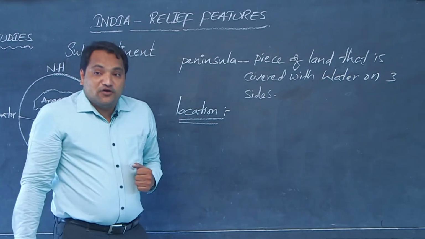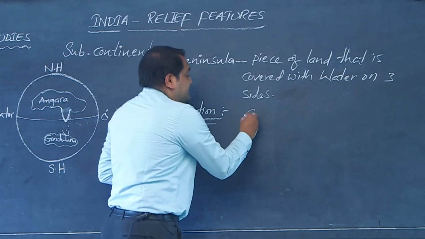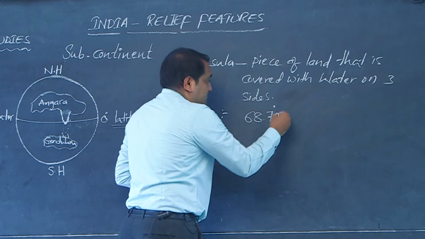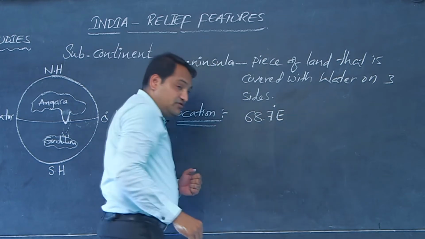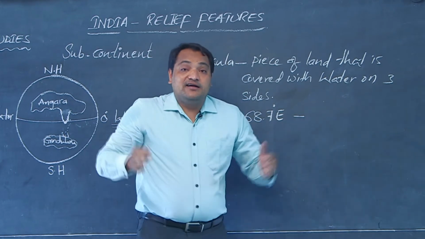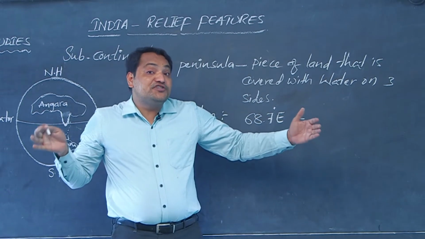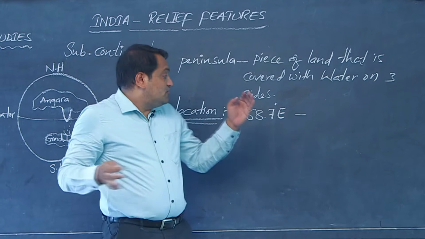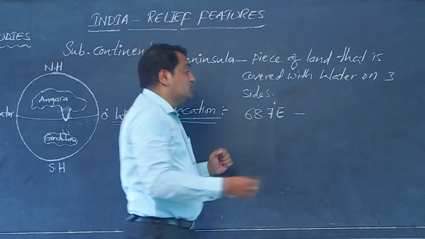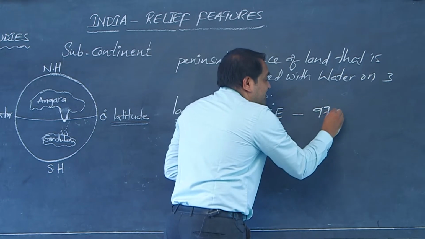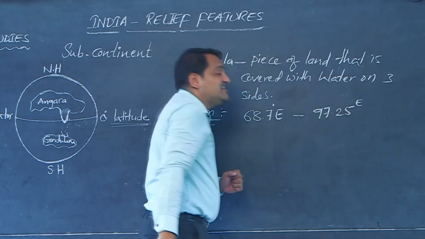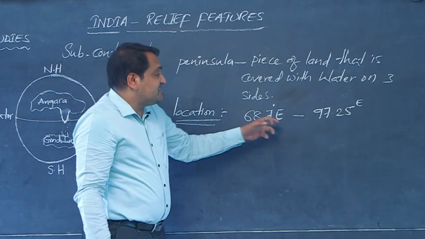India is located from 68.7 degrees eastern longitude to 97 degrees 25 minutes eastern longitude. India has 30 longitudes passing through it. This is how our India is located.